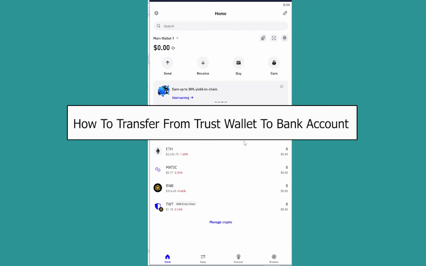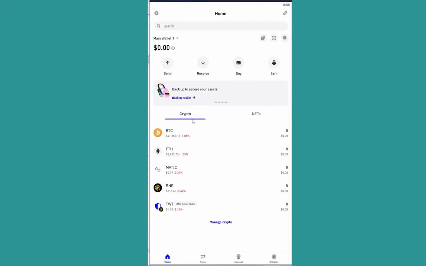Today I'll be teaching you guys how you can transfer from Trust Wallet to bank account. It's pretty simple, but remember you cannot directly transfer your crypto from Trust Wallet into bank account because banks don't accept crypto, they only accept real fiat money, okay? So what you need to do is sell your crypto first, and after selling your crypto you need to get real fiat money like dollars, pound, euro, okay? Once you get that, you can transfer that into your bank.